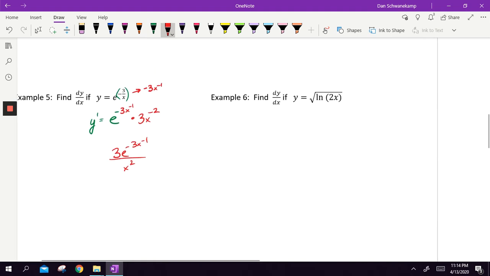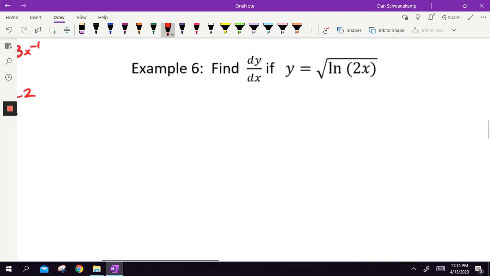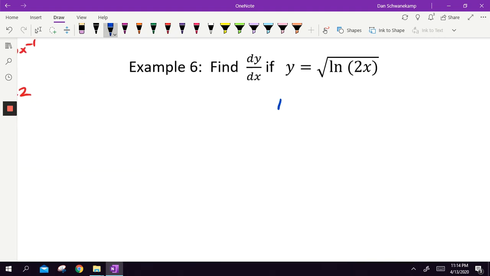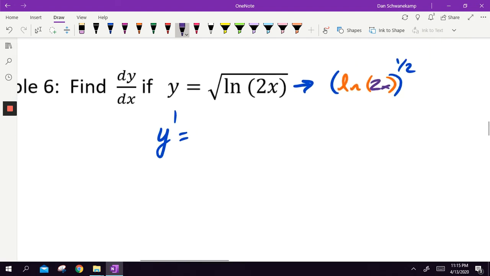Last one here on the front. And we're going to find y prime. Oh, what is this thing? Well, this is parentheses to the 1/2 power of the natural log of 2x. A whole lot of different things going on there. You can see that this is a two-chain that's happening. So we're going to take the derivative of the outside, 1/2, and rewrite the inside.